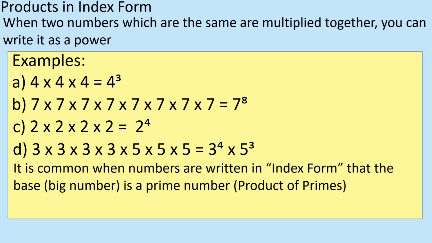And it is common when numbers are written in index form that the base, a big number, is a prime number, right? So that comes into play when we talk about prime factor trees, essentially. If you're not quite sure what I'm talking about there, please have a look at a lesson on prime factor trees, because that comes into that particular thing. So here, rather than writing 8, we would tend to write that as 2 cubed, and then 5 cubed. So product of primes or prime factor trees is really where that comes into play.